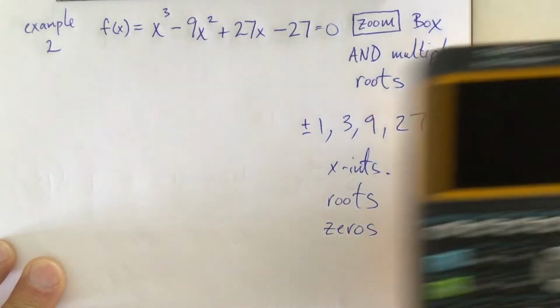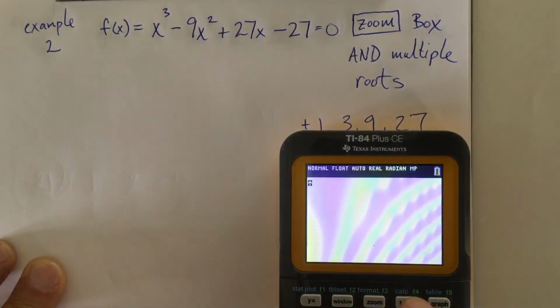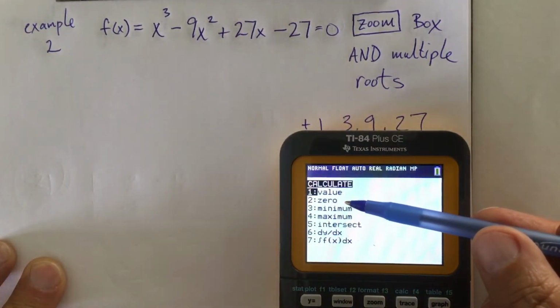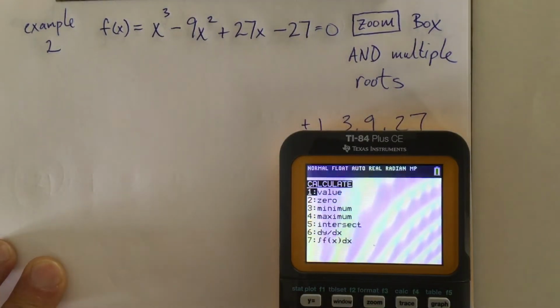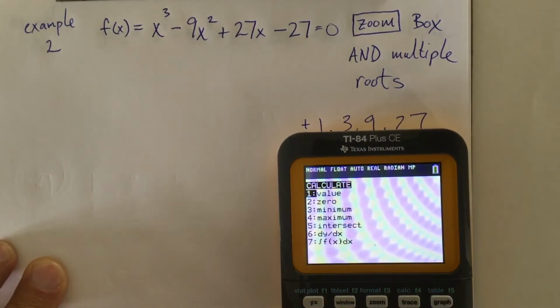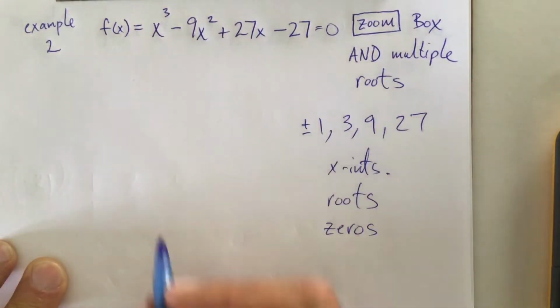In fact, on your calculator, let me show you this. Second trace. So I'm going to the calculate menu. Look, there's a thing here that says 0. We're not going to worry about it right now. We don't need that, but it is there. So anyway, I'm going to get rid of this. Second quit.